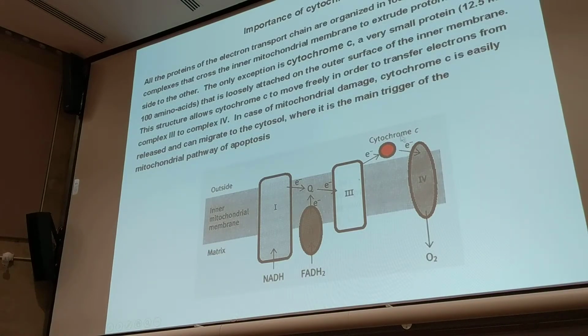Then there is one aspect here, the cytochrome C, which is embedded within all these electron transport complexes. The cytochrome C is a very small protein and plays many different, important functions. All the proteins of the electron transport chain are organized in 4 multi-protein complexes that cross the inner mitochondrial membrane to extrude protons from one side to the other.